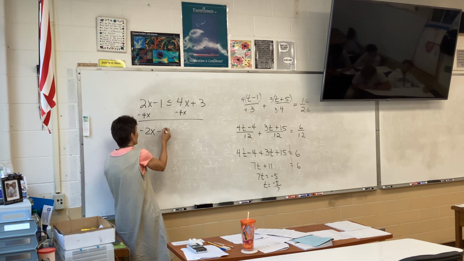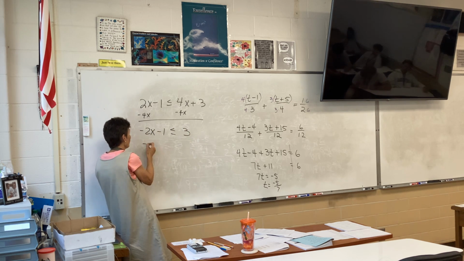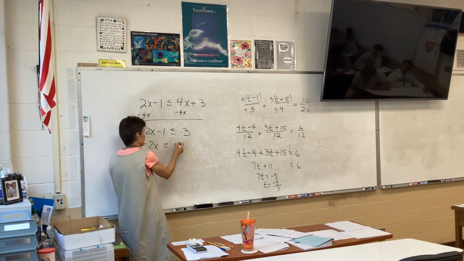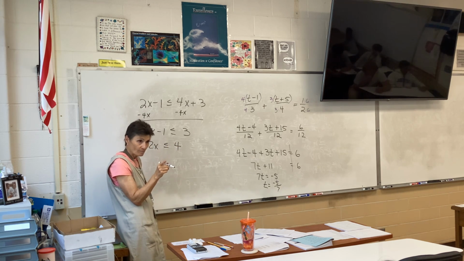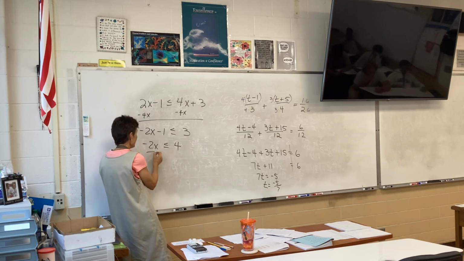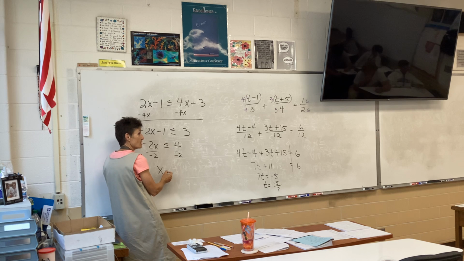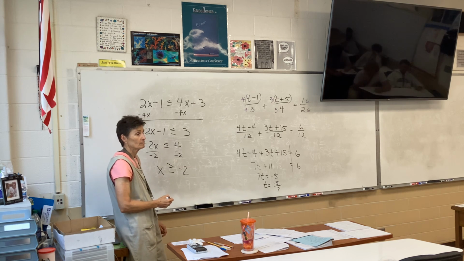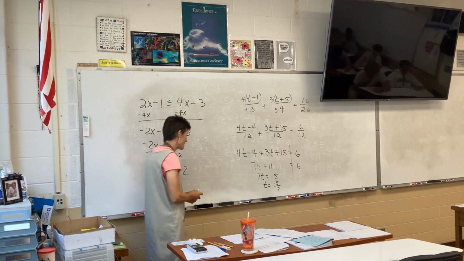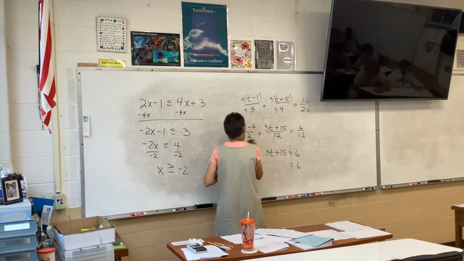So I have -2x minus 1. Okay, I'm going to add 1. Now, I'm going to divide. So x is greater than or equal to -2. Take a minute and make sure that is what you're getting. Make sure it makes sense to you.